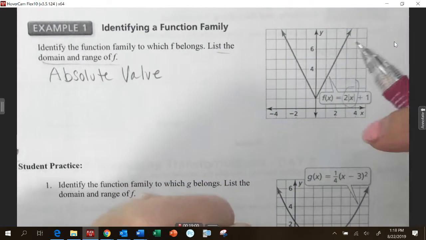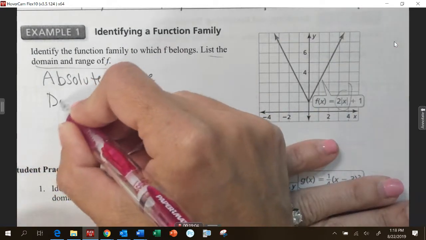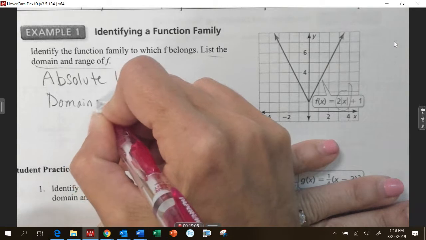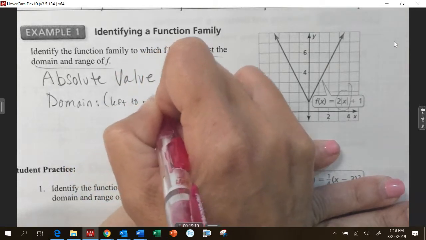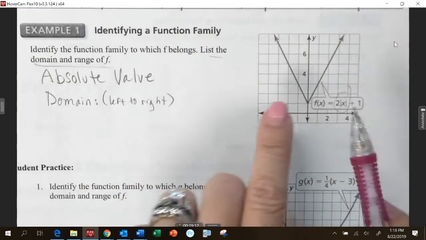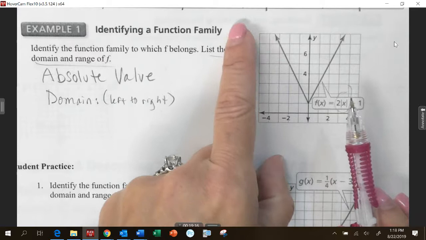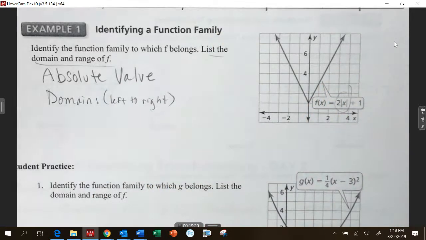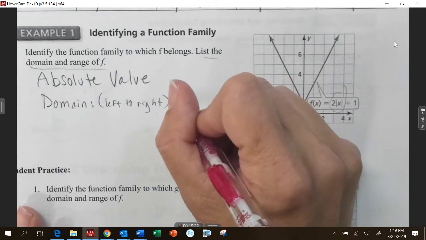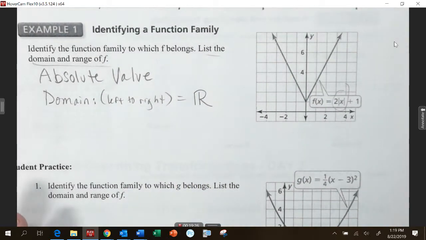When I look at a graph, for domain, I look at left to right. So I look at this graph and I'm looking at these arrows. Will this graph ever stop going to the left? No. Will it ever stop going to the right? No. It never stops, all real. And I'm using the symbol, but you can also write all real numbers.